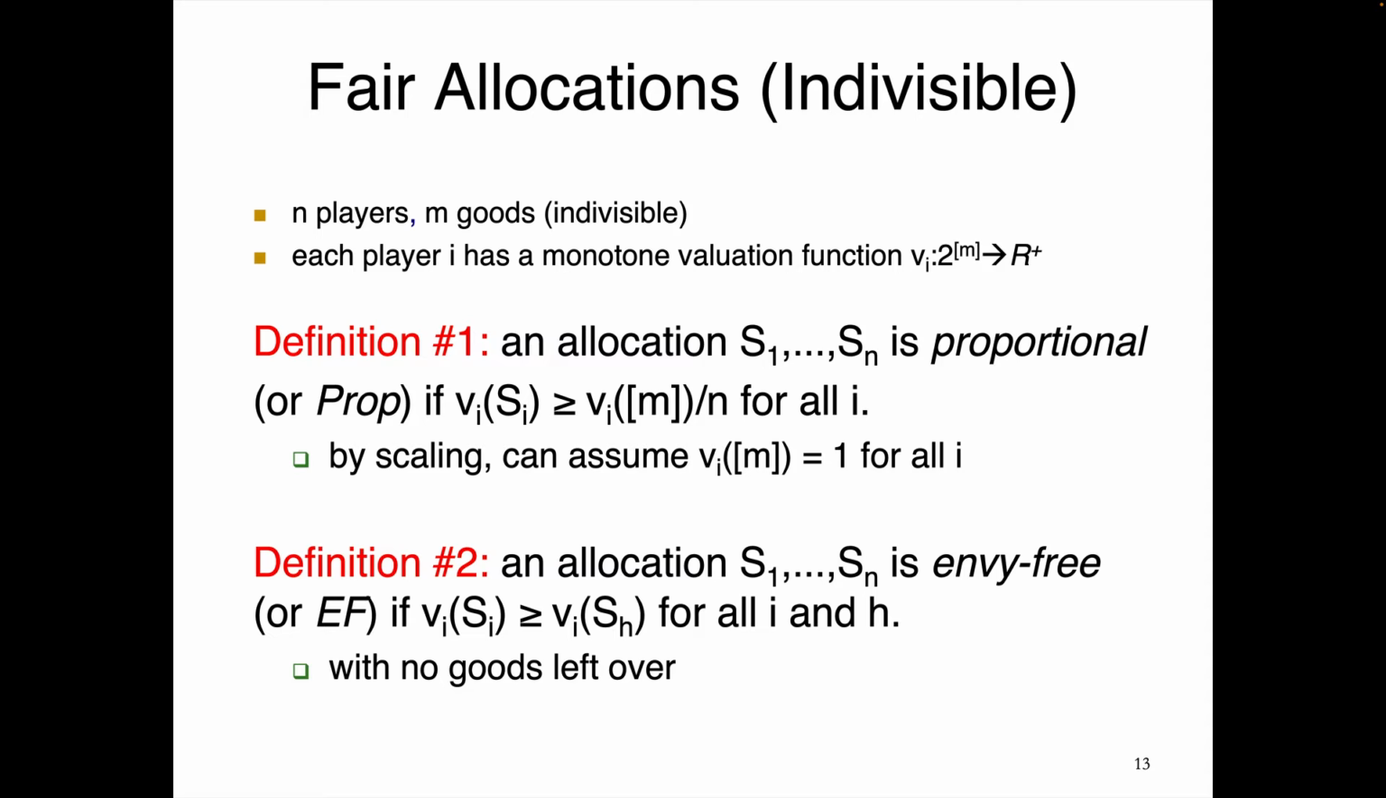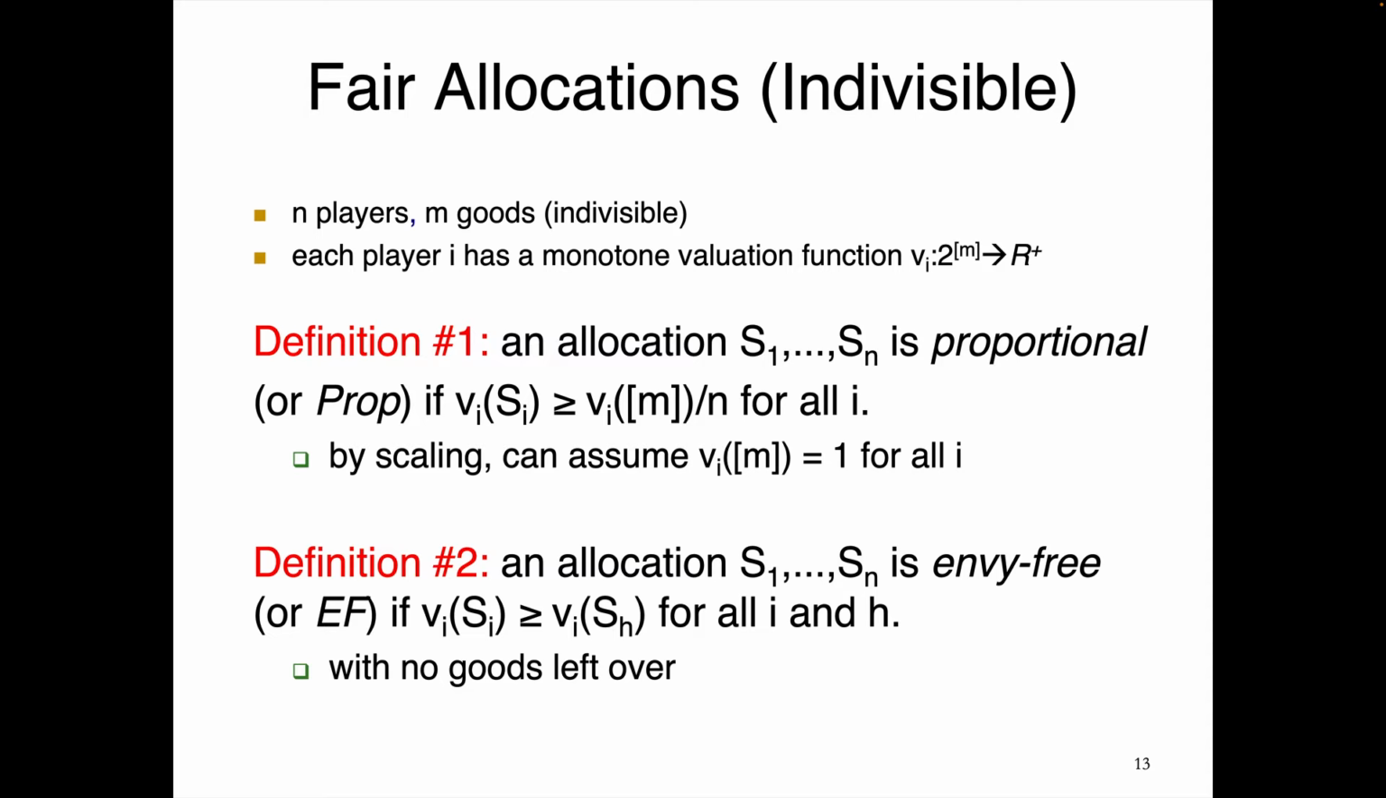Okay? It turns out for all of the questions I'm talking about, and very often in fair division, you can scale valuations without harm. And so if you want, you can assume that everybody has value 1 for all of the items. So sometimes for proportionality, I'll just write 1 over n on the right-hand side, assuming that we scaled each valuation accordingly. Okay? So that's proportional. You get at least a 1 over nth fraction of your value for everything.